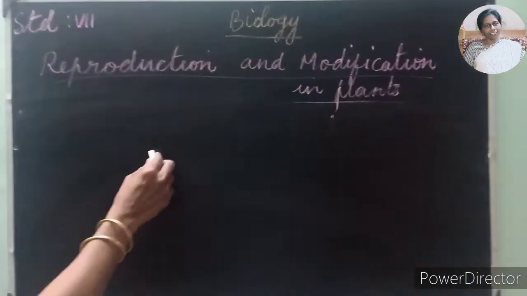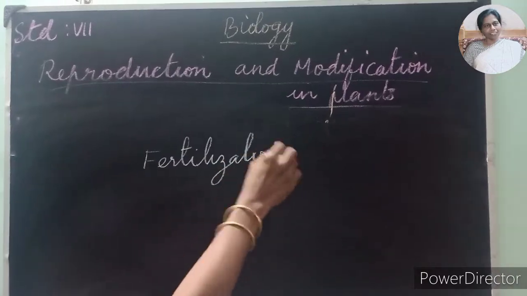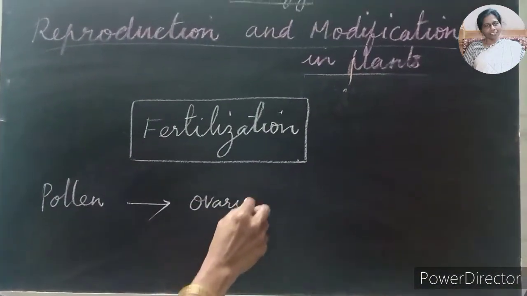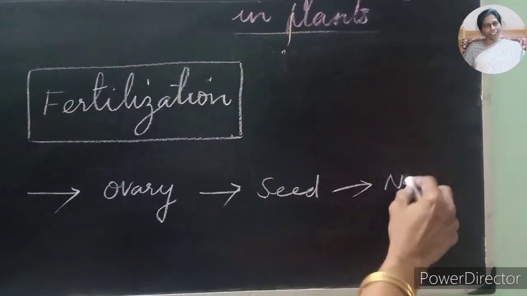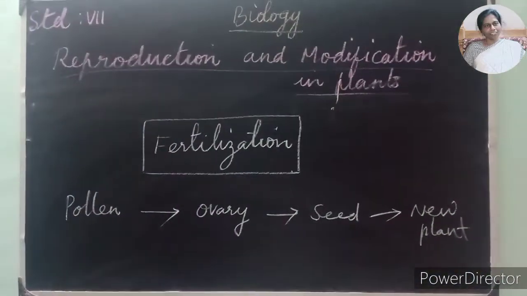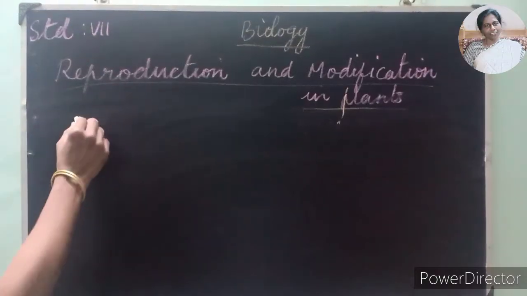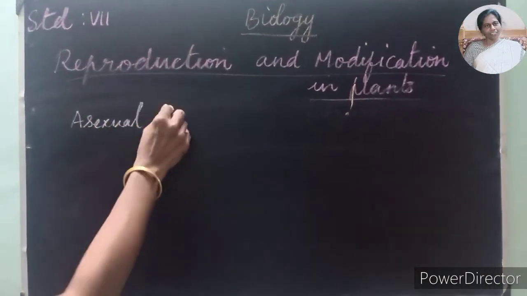Fertilization. The pollen reaches the ovary of the flower, and the small rounded structures, the ovules, the female gametes, fuse together and form the fertilized eggs. These fertilized eggs develop into seeds. The seeds germinate into new plants. That is the life cycle of the plant.